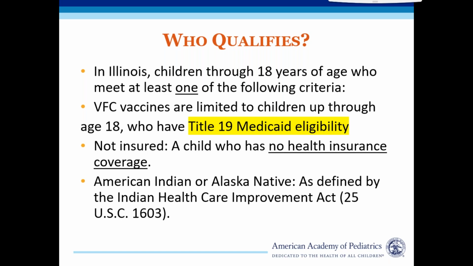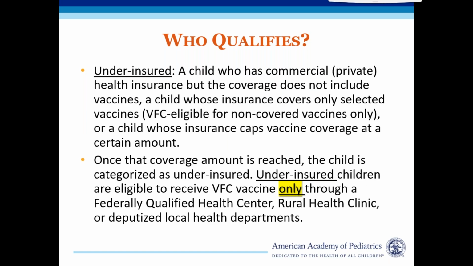In Illinois, children through 18 years of age who meet at least one of the following criteria, meaning they have Title 19 Medicaid eligibility, they are not insured, meaning a child who has no health insurance, they are American Indian or Alaska Native, as defined by the Indian Healthcare Improvement Act. They are underinsured, which is a bit of a caveat. It's a child who may have commercial insurance, but the coverage does not include vaccines, or a child whose insurance only includes some vaccines. Once that coverage is reached, so once they've reached their max benefits for vaccines, the child is then categorized as underinsured.